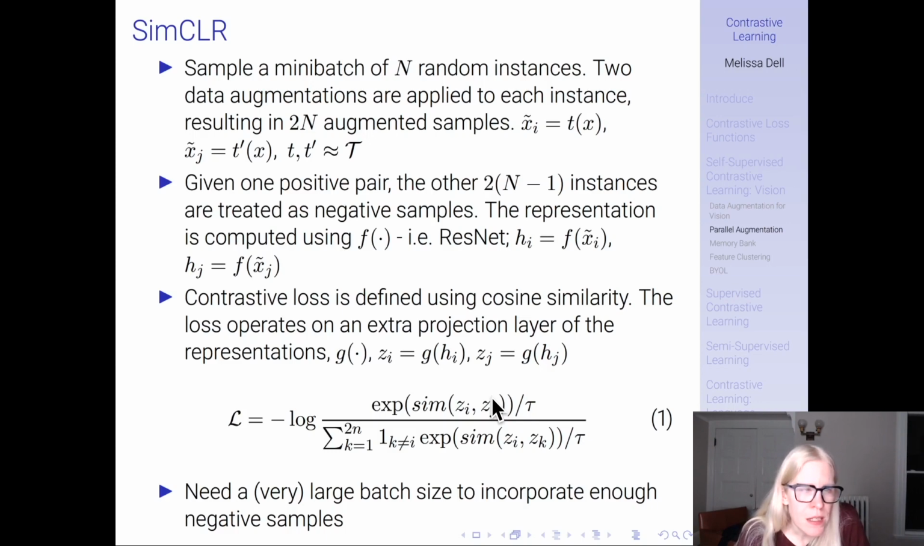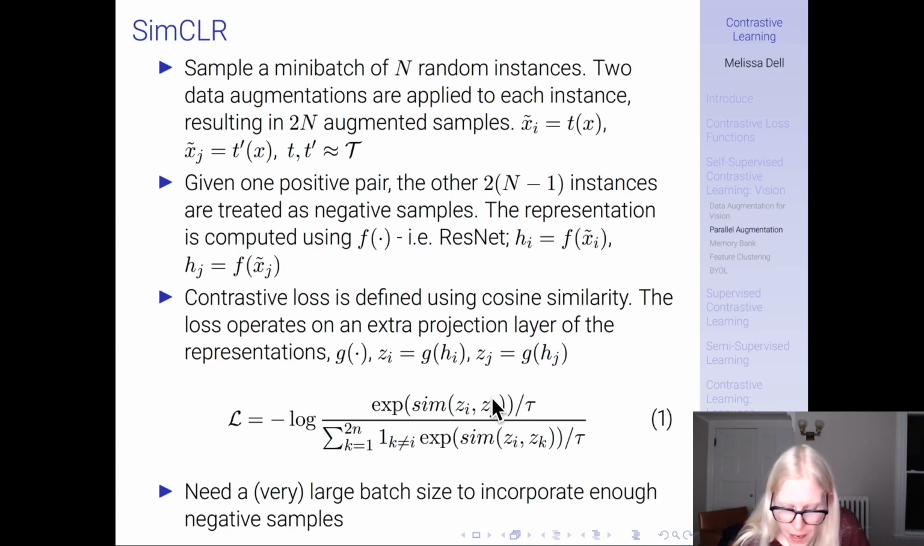And contrastive loss is defined using cosine similarity. The loss operates on this extra projection layer, as I mentioned. And so you can see that this is essentially a loss that's very similar to the SupCon loss, but now you only have one positive in your batch because you got your positive relative to your anchor by doing data augmentation.